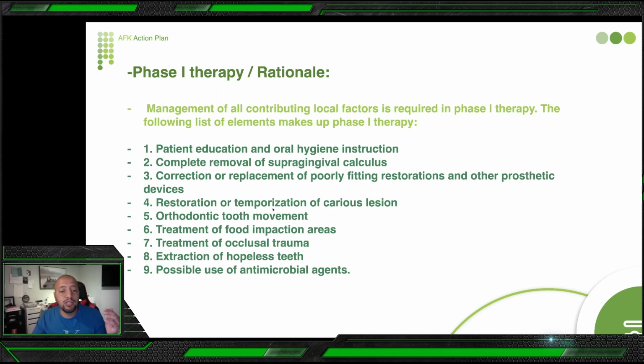And then restoration or temporization of carious lesions. Meaning if the patient has a deep class 2 cavity, you need to fill it and make a good restoration to make this area less prone to stagnation of food. Orthodontic tooth movement, because alignment of teeth is critical here. Treatment of food impaction areas, meaning if your patient has an impacted lower 8, you take it out. Treatment of occlusal trauma, extraction of hopeless teeth, and possible use of antimicrobial agents. So all this needs to be done in phase 1. When I'm telling you what's done in phase 1, everything here is done in phase 1.